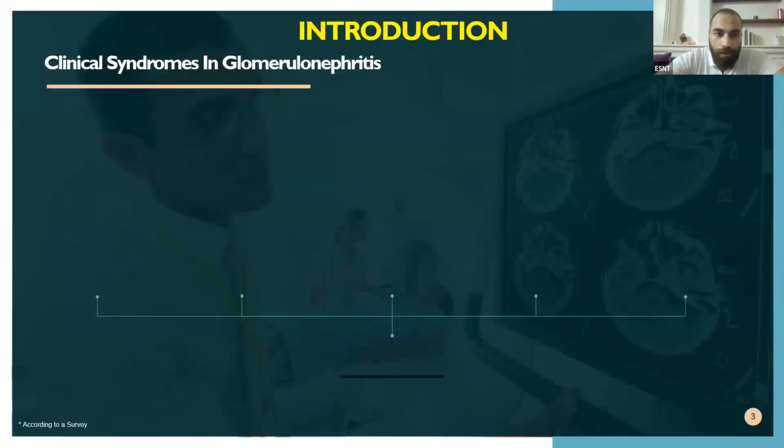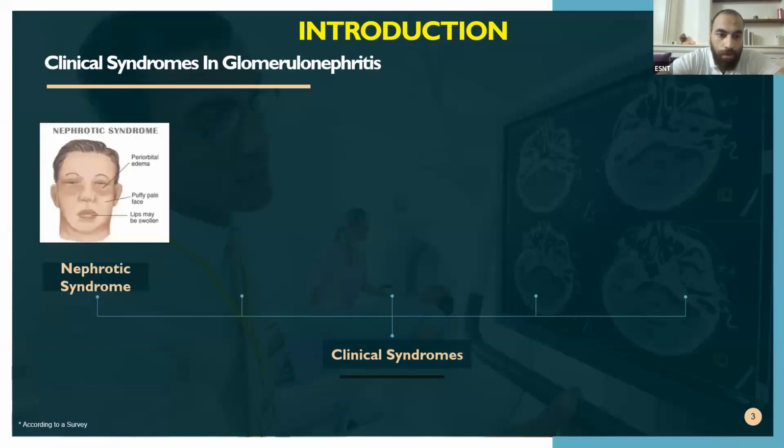Allow me to go through the basics for our young nephrologists. I will speak regarding clinical syndromes in glomerulonephritis. We have 5 common clinical syndromes. First of all, we have nephrotic syndrome, which usually presents with generalized edema, heavy proteinuria, and hypoalbuminemia.